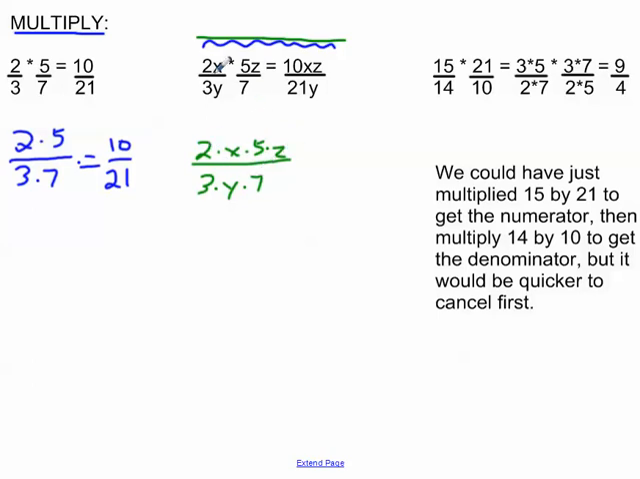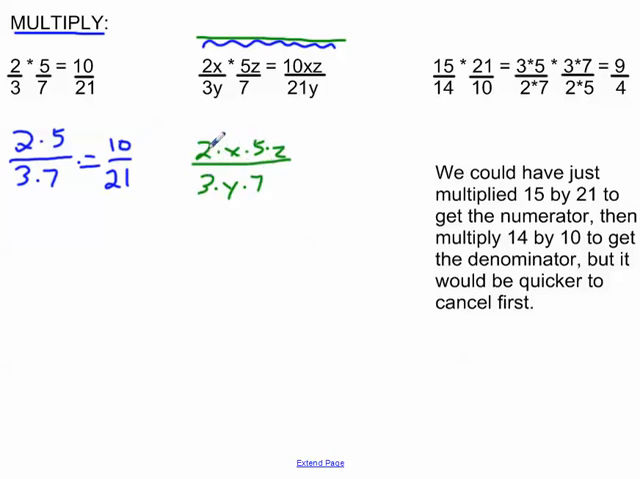2, x, 5, and z are all in the numerator. 3, y, and 7 are all in the denominator. Because these are all multiplied together, 2 times x times 5 times z, 2 and x and 5 and z are all factors. And we can look to cancel some of these factors with the factors down here, 3 times y times 7.